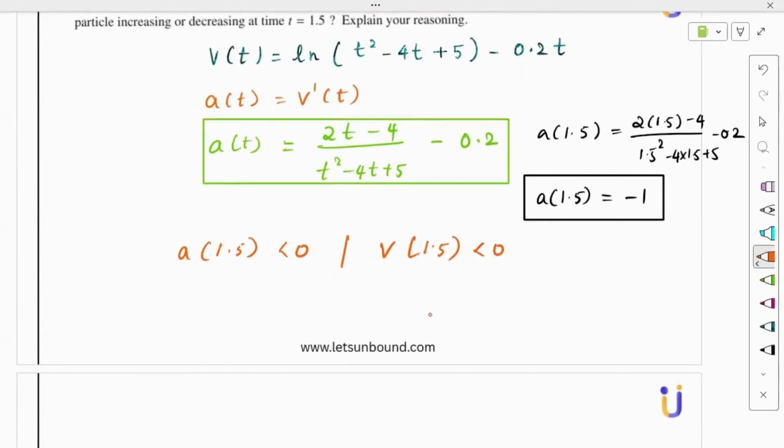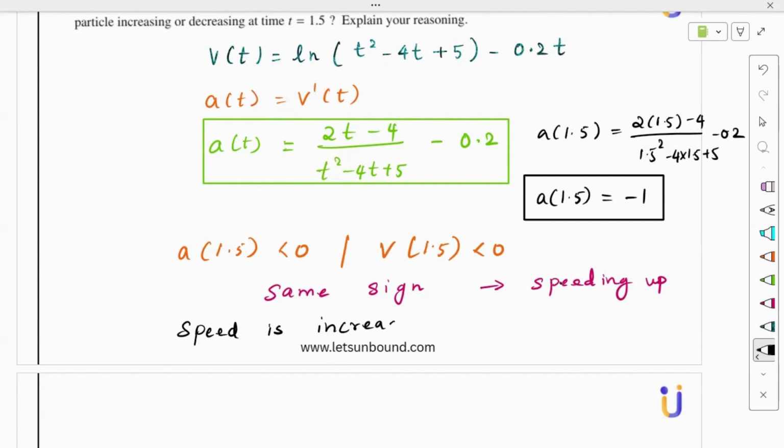Okay. If same sign, it's speeding up. If a and v have the same sign, speeding up. That's the rule. So same sign implies speeding up. And we can say speed is increasing at 1.5.